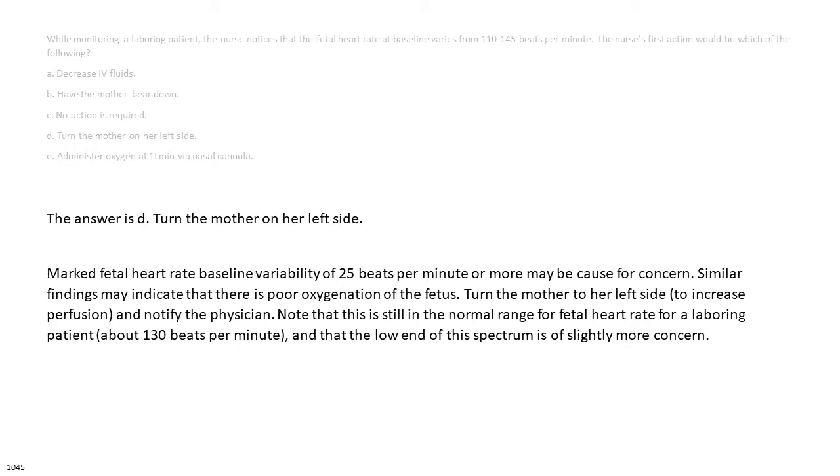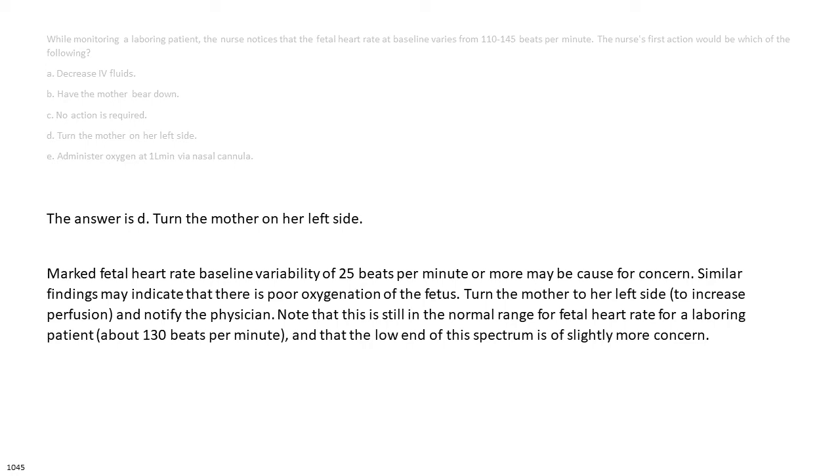The answer is D. Turn the mother on her left side. Marked fetal heart rate baseline variability of 25 beats per minute or more may be cause for concern. Similar findings may indicate that there is poor oxygenation of the fetus. Turn the mother to her left side, to increase perfusion, and notify the physician.